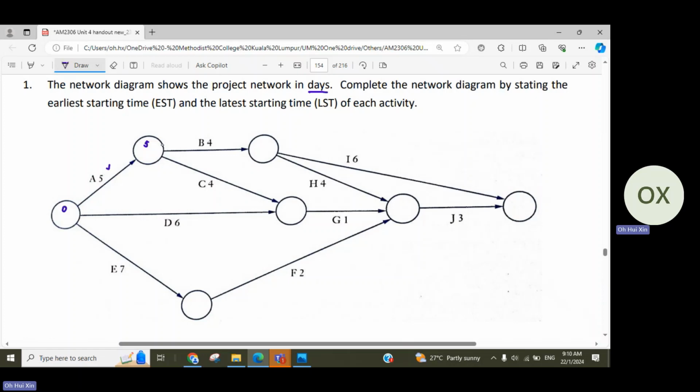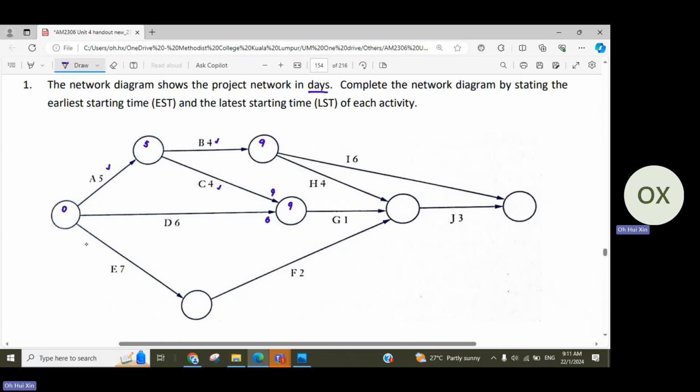Okay, so same thing, we need 4 days to complete B. So the earliest time that we can start H and I is 9 days into the project. We need both C and D to be completed, then only we can start G, right? The earliest time that we can finish C is 9 days. Earliest time that we can finish D is 6 days. So the earliest time that we can start G will be 9, because I need to wait for both to finish, then only I can start G. Remember going forward, take the larger number. So 9 and 6, I pick 9.